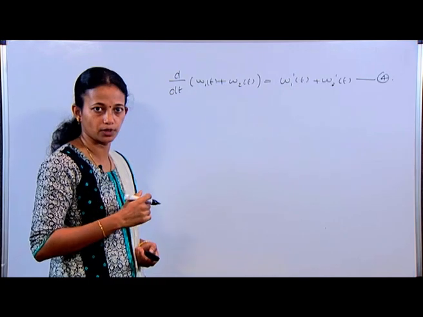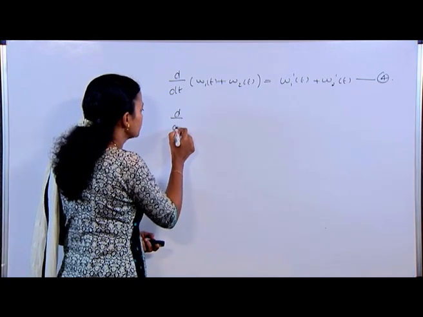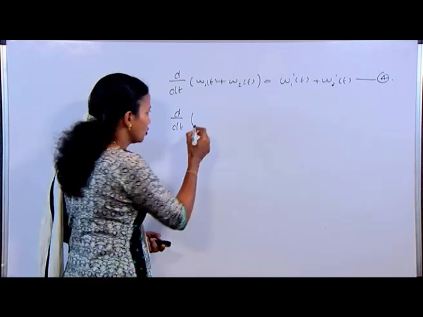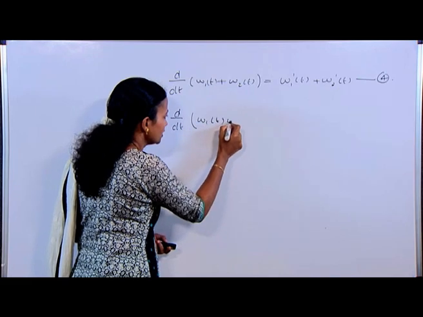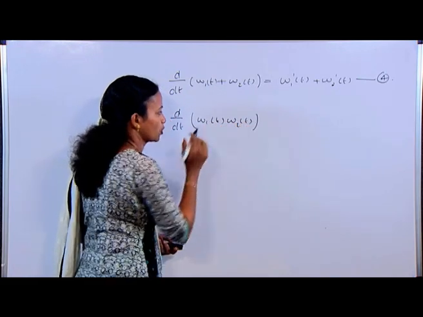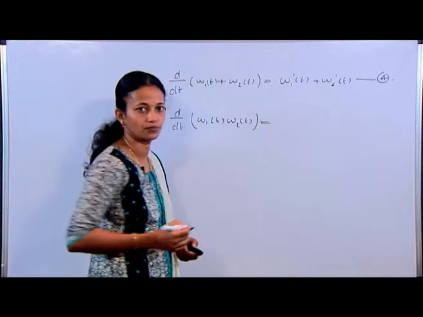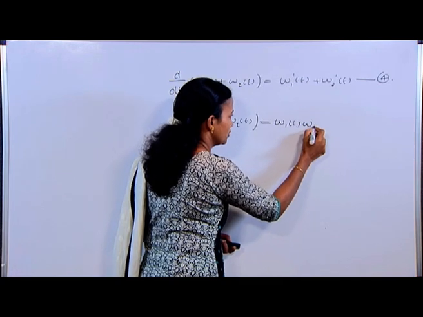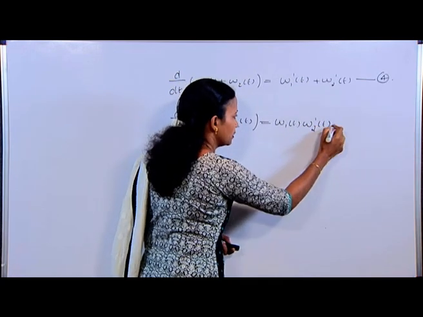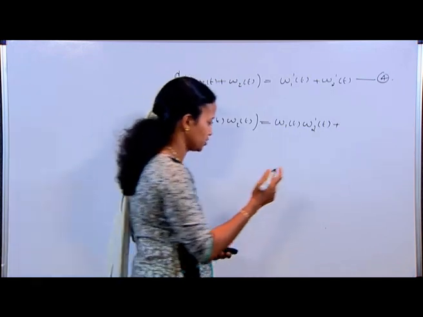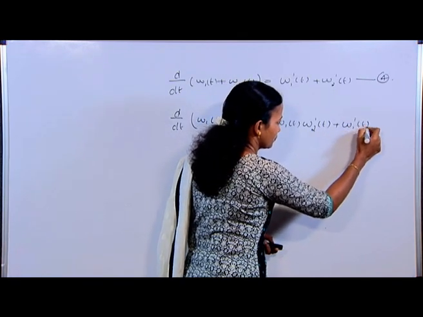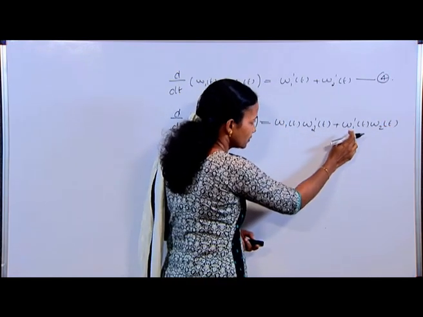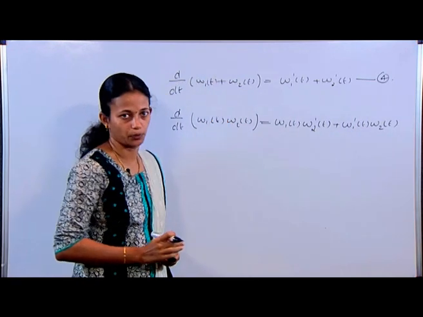Next we have the product rule, that is d by dt of the product w1 of t into w2 of t is equal to w1 of t into w2 dash of t plus w1 dash of t into w2 of t, that is, first into derivative of the second plus derivative of the first into the second one.